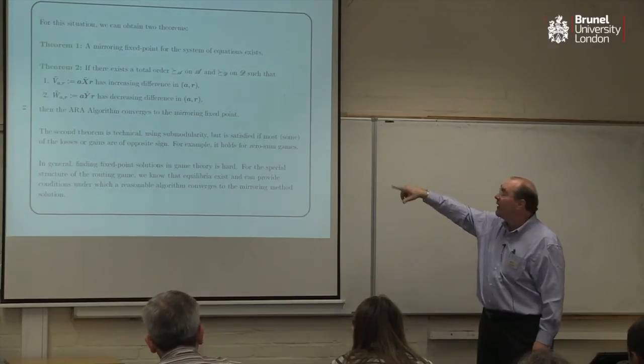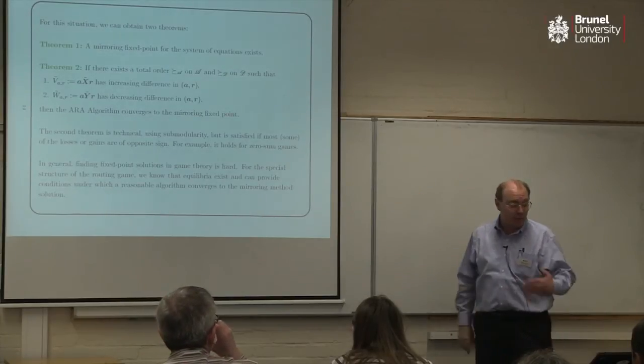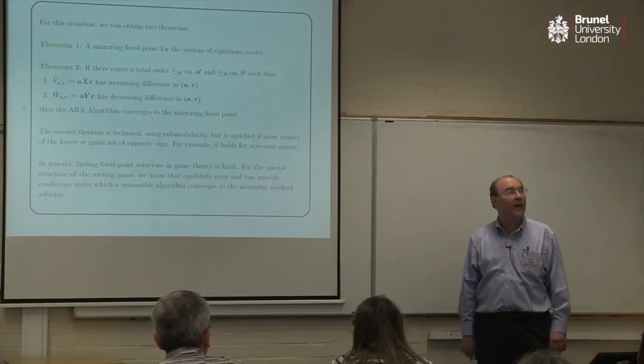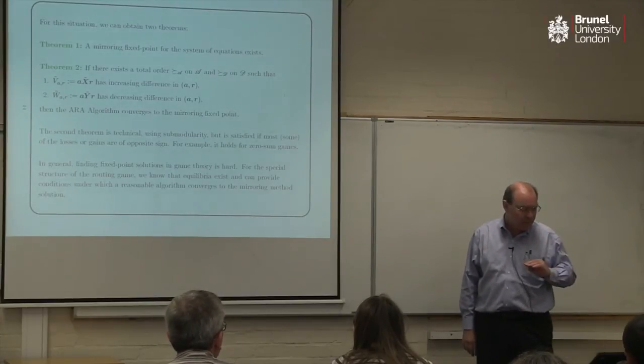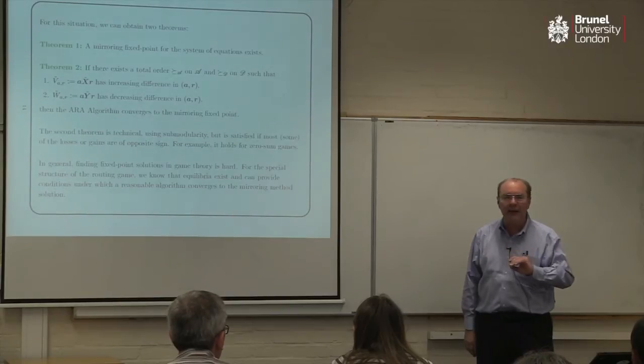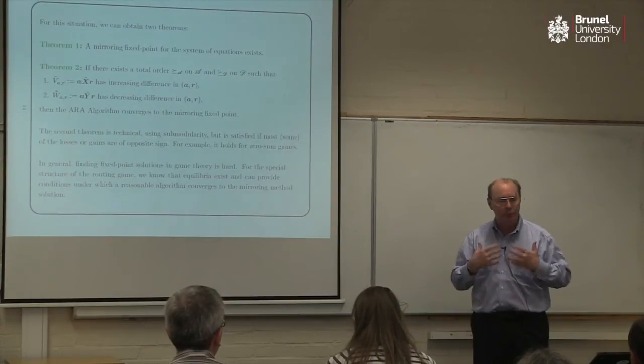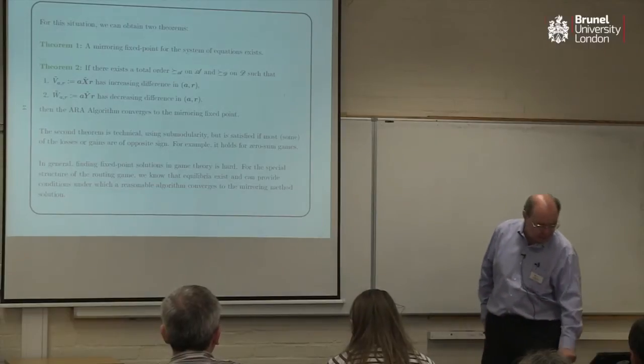And in general, finding these fixed point solutions in game theory is a really hard problem. We'll talk more about that in the context of auctions in a little while. But for the special structure of this routing game, it turns out that we have a provably convergent algorithm that will do the job that we want.